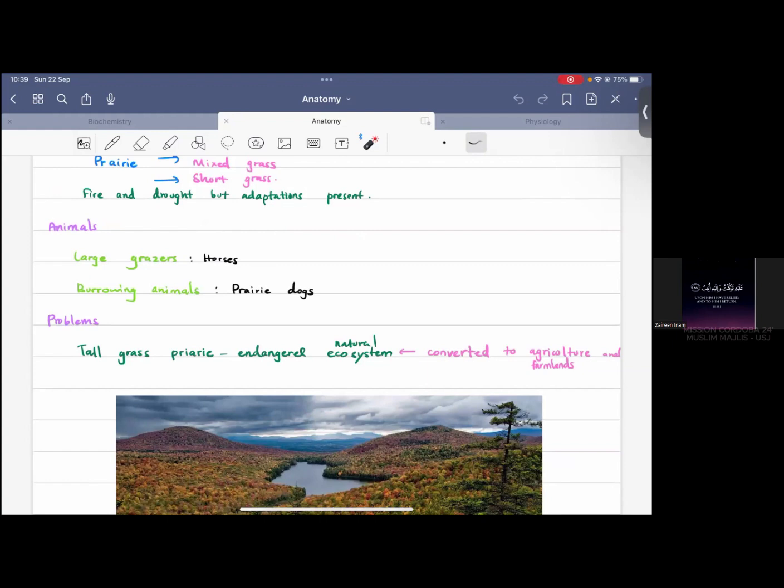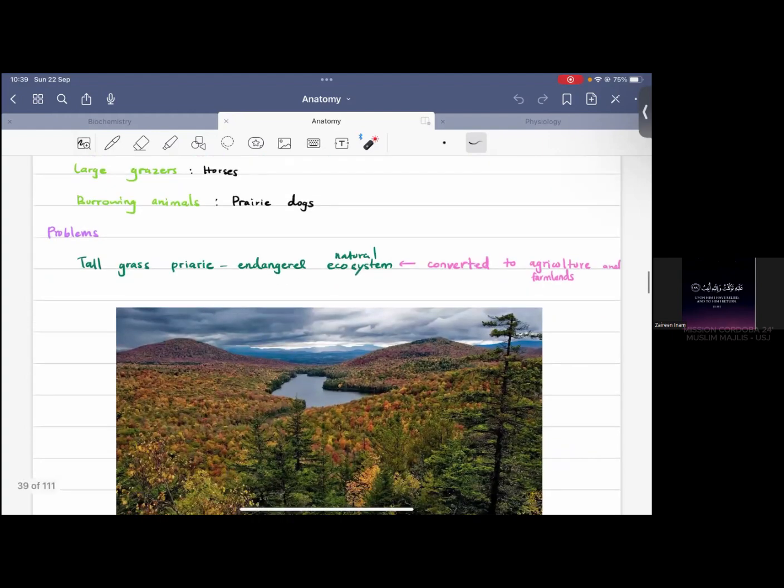So another question they can ask is, which is the most endangered natural ecosystem? Then you have tall grass prairie. So remember, prairie is a grassland. It is temperate grassland. This is just a name given in North America. You have three types of prairie according to the grass that is there, right? And that ends the temperate grasslands.